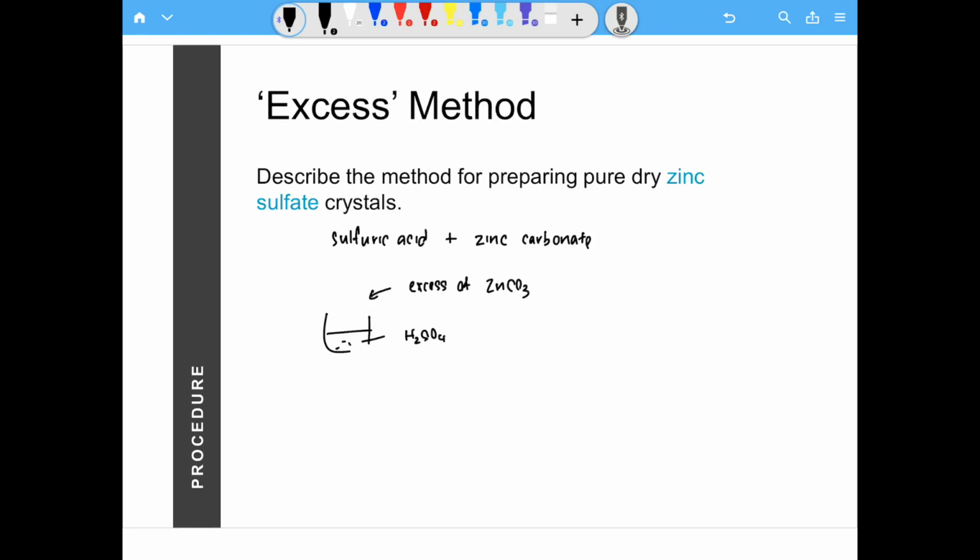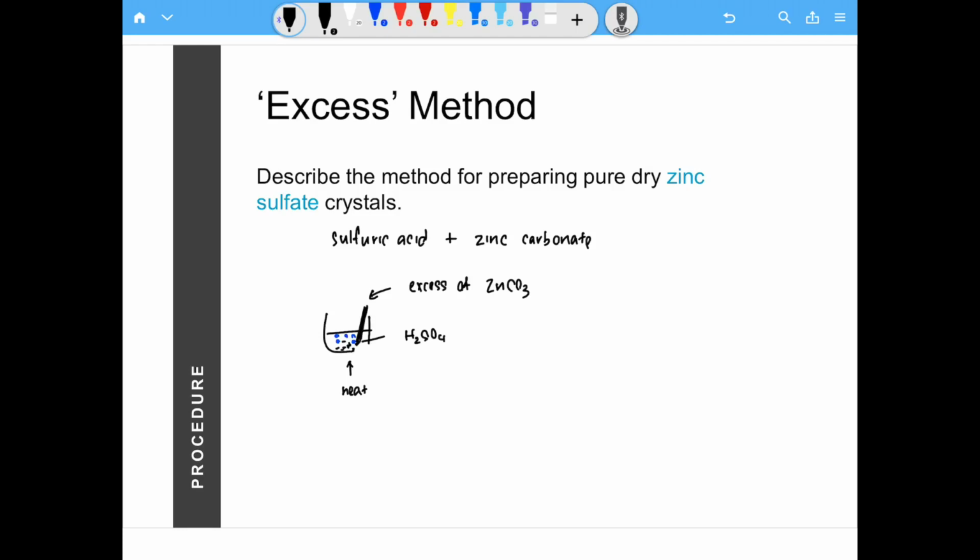Alright, on adding zinc carbonate into sulfuric acid, there's actually an observation that you can make. The observation is that there will be bubbles. Why are there bubbles? Because when an acid reacts with a carbonate, carbon dioxide is produced. So to ensure that the reaction goes to completion, there are two things that we'll do. Number one, we'll apply heat. We'll heat the mixture gently, and secondly, we'll stir.